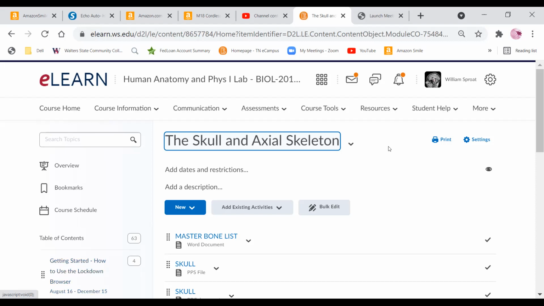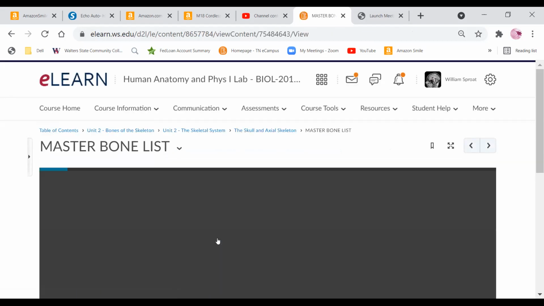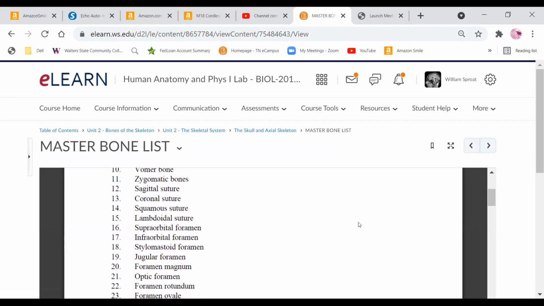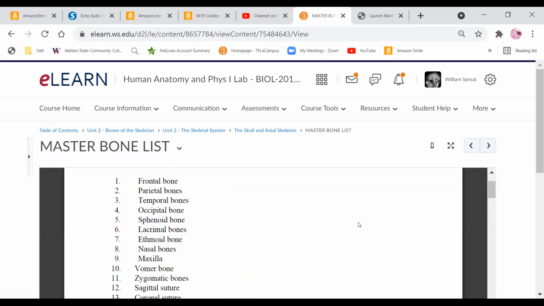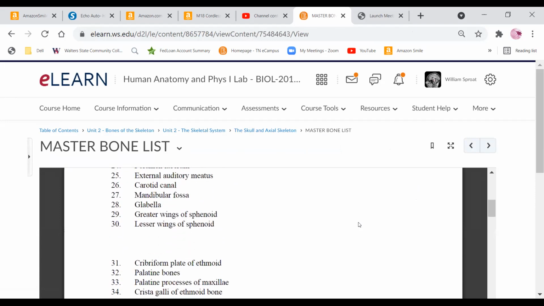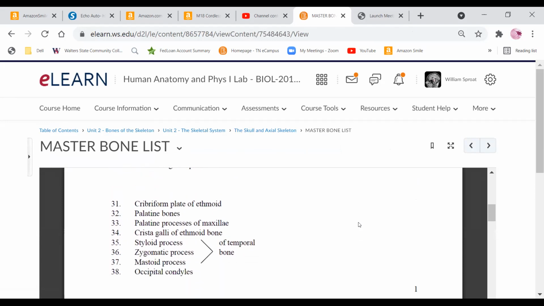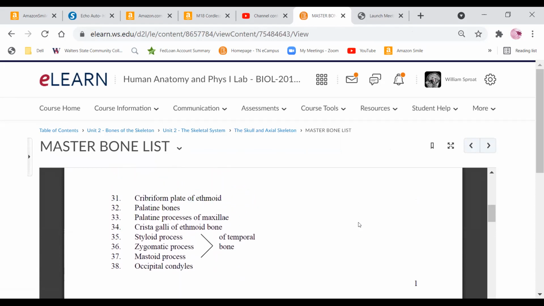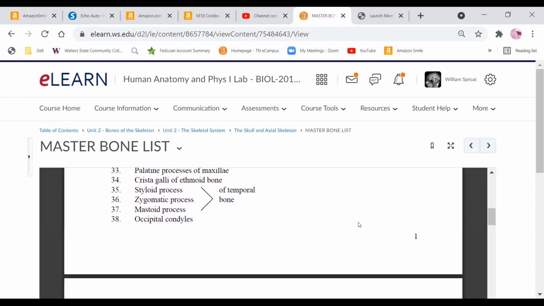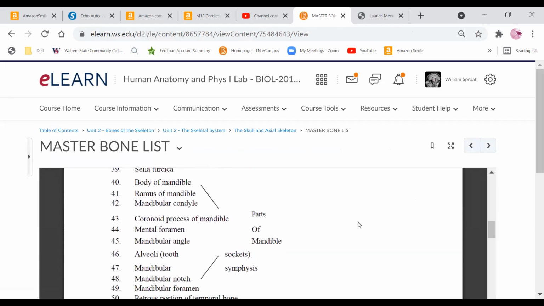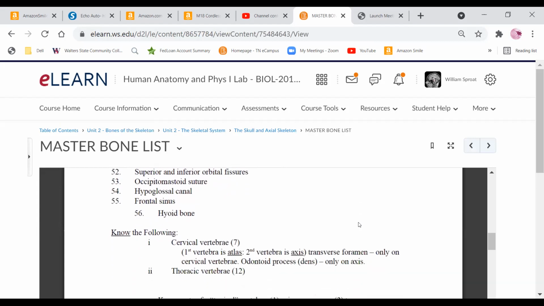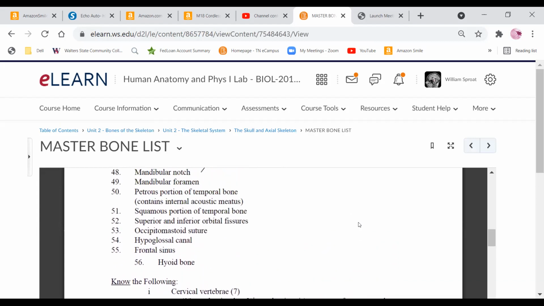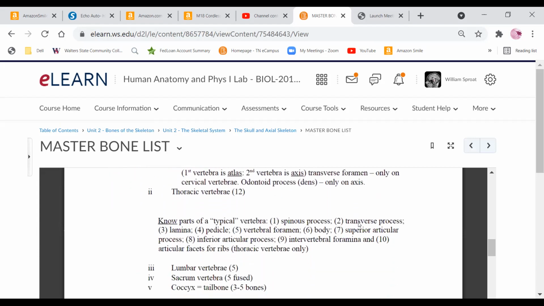You have your master bone list. Let me just bring it up and show you what it looks like. It has all the bones. I think I start with the skull, with the frontal bone, and I go down and move into the arms somewhere. No, still in the skull here. Yeah. It looks like we have about 50 things to know here.